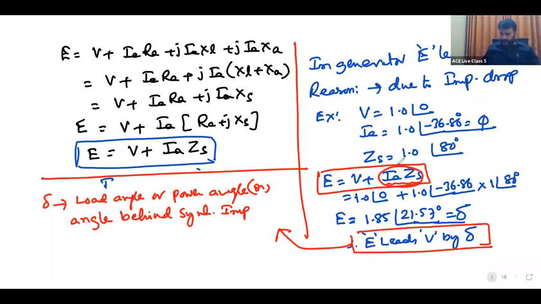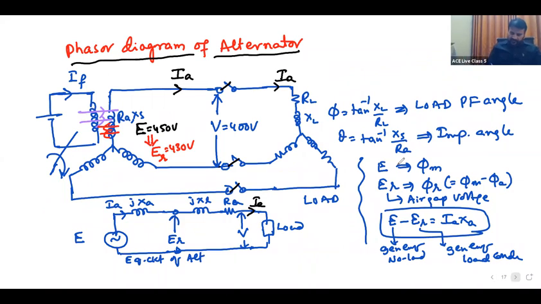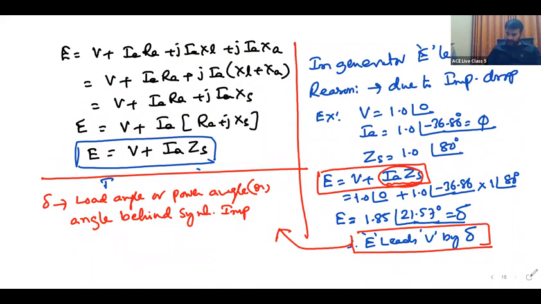In the earlier diagram, if V is at angle 0, E will be at an angle delta. So that's the reason it is said to be the angle behind synchronous impedance. This is all the synchronous impedance drop. So therefore, angle behind synchronous impedance.